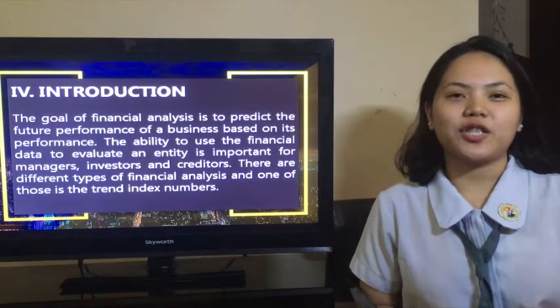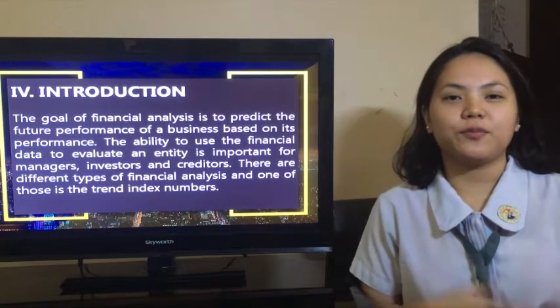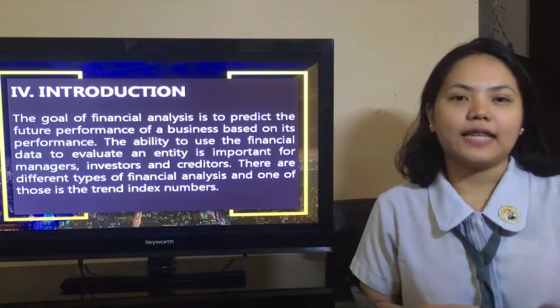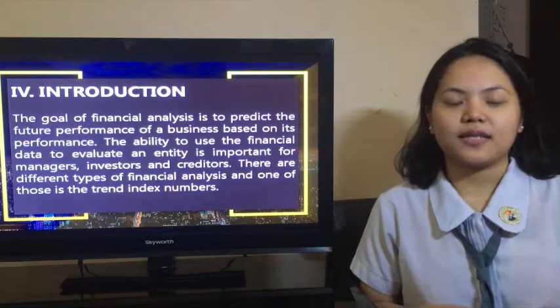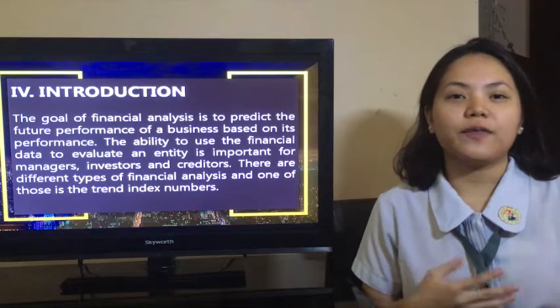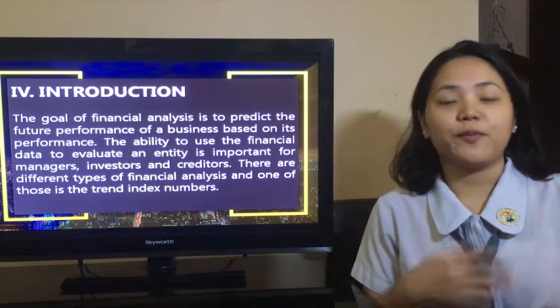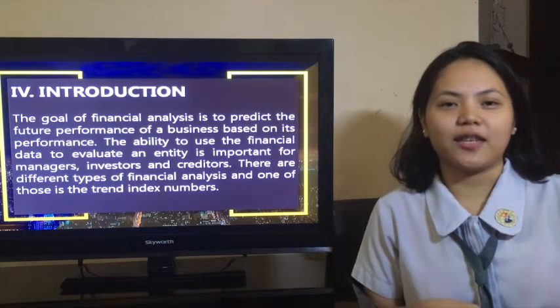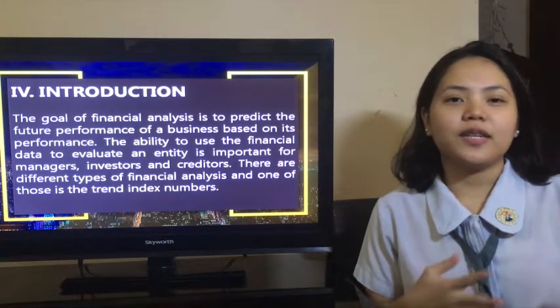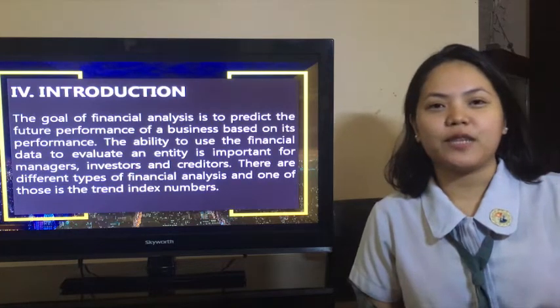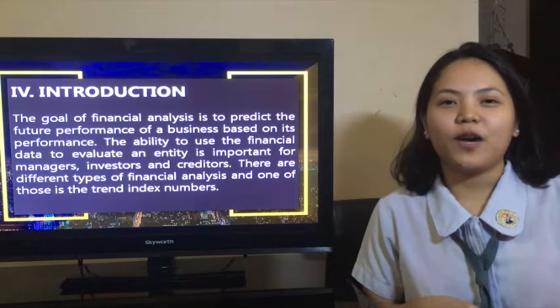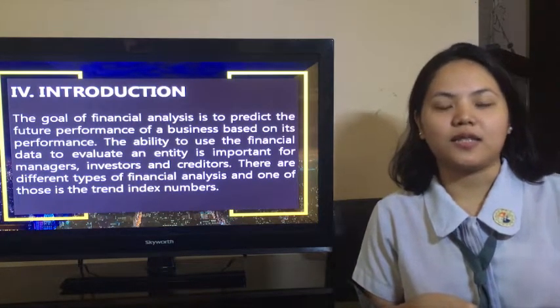The goal of financial analysis is to predict the future performances of an entity based on its performance. The ability to use the financial data to evaluate an entity is important for managers, investors, and creditors. There are different methods which can be used in financial analysis, and one of those is index number trend series.